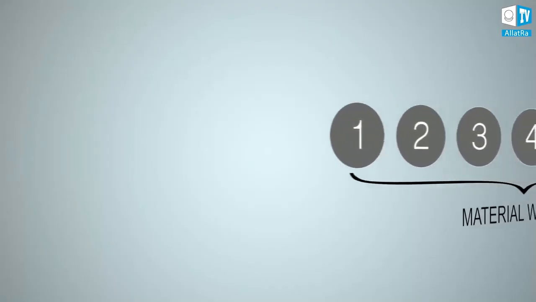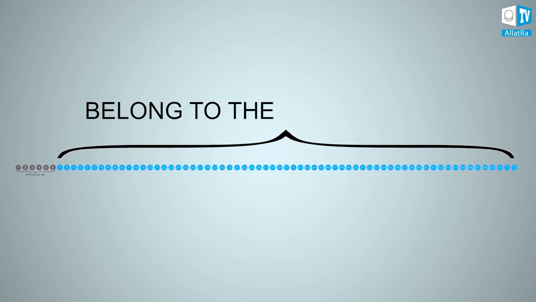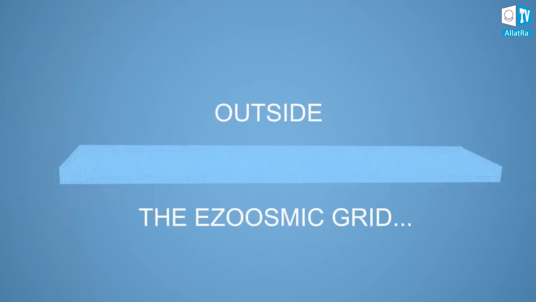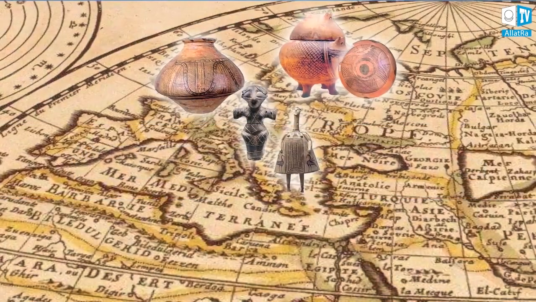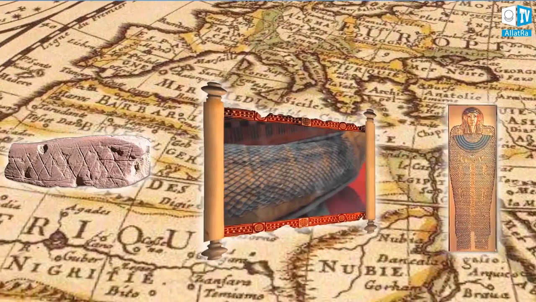According to the Asian knowledge, 66 dimensions, from the 7th through the 72nd inclusive, also belong to the material world, but they are not material in their essence. Outside the Ezoosmic grid, as it was stated in Asian sacred legends of various nations of the world, there is the spiritual world, a qualitatively different world which has nothing in common with the material world, its laws and problems.